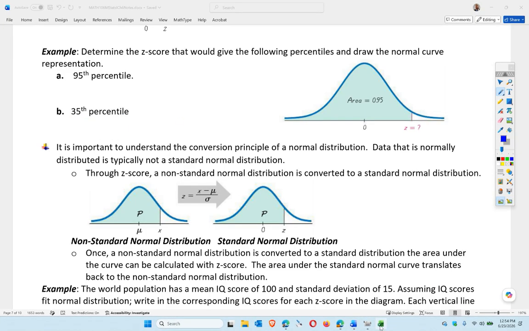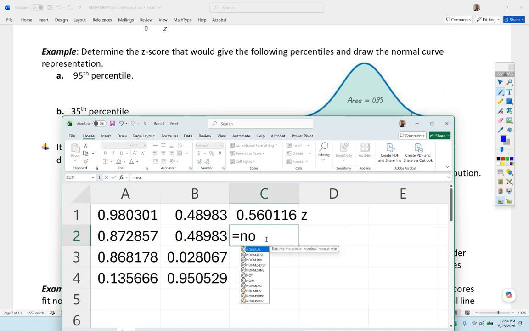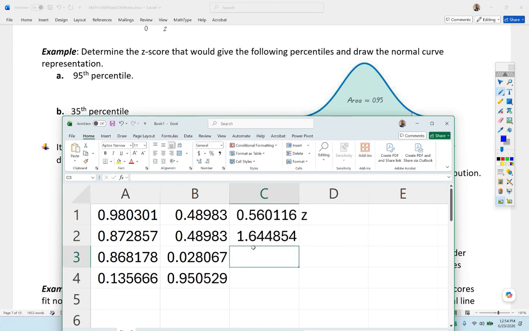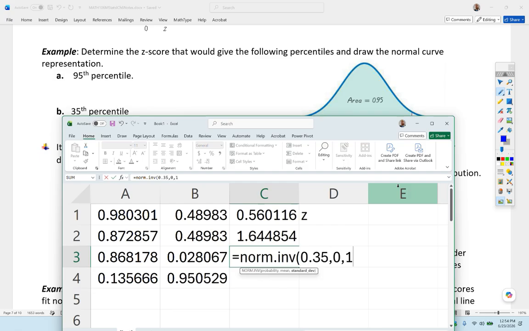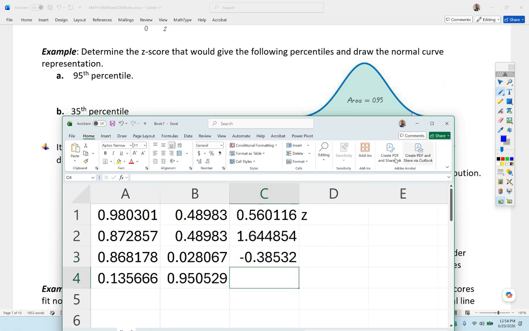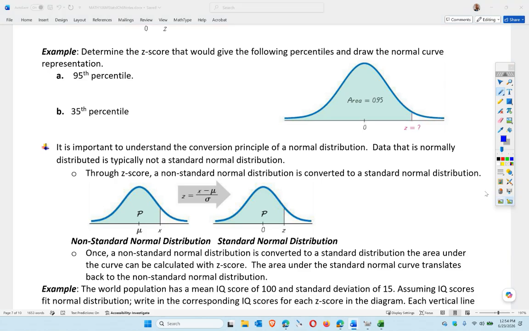Okay, so if we do that, that is normal dot inverse, converting it back, right? So 0.95, comma 0, comma 1, right? That gives me that there. And what I can do is normal dot inverse 0.35, comma 0, comma 1, and put that there, right? So I get those two values, which makes sense. You should get a positive 1 above and a negative 1 down below, correct? So essentially, this one is about 1.64, right?